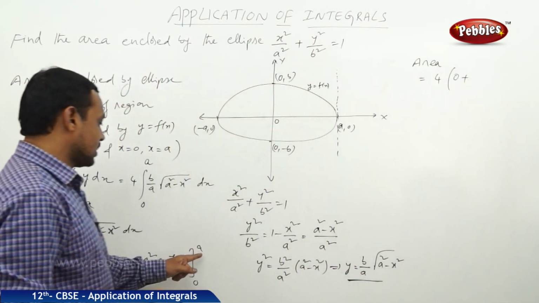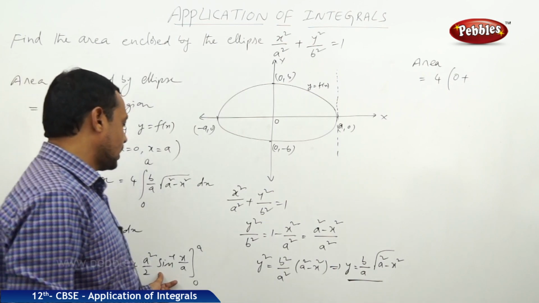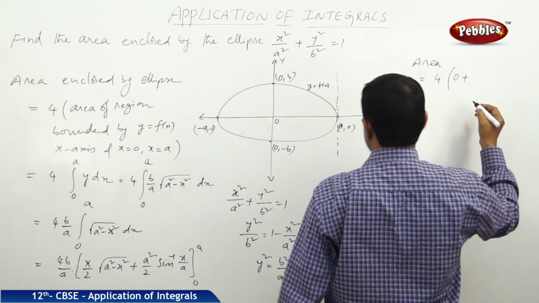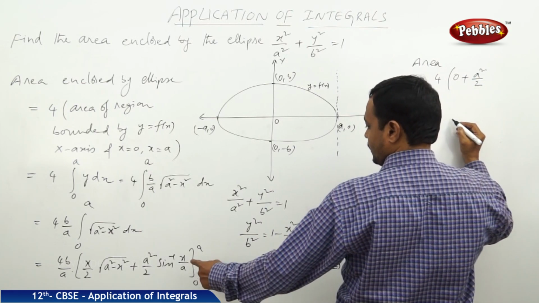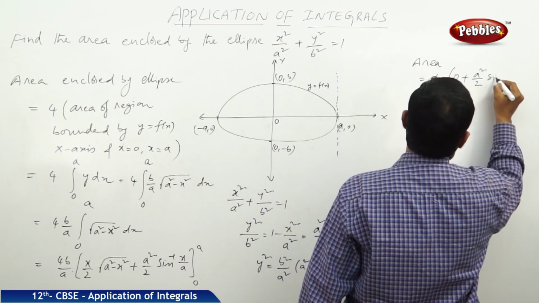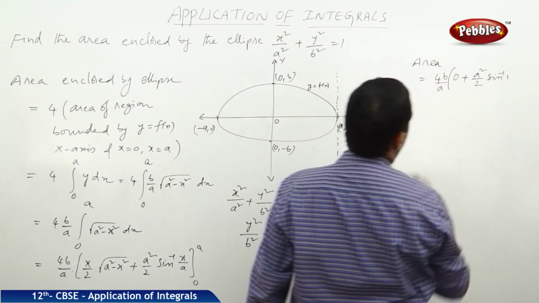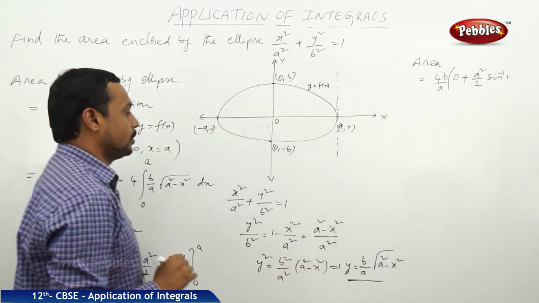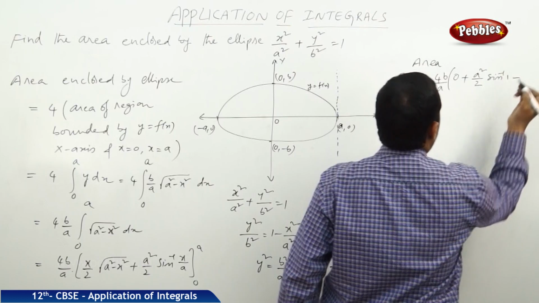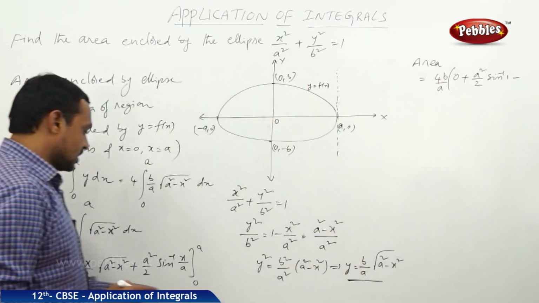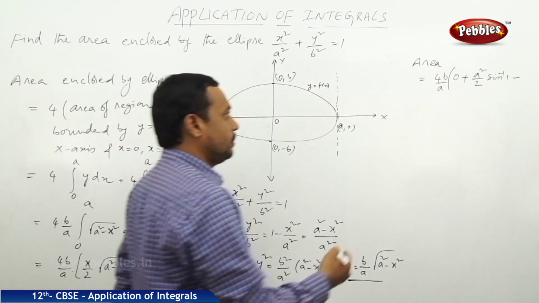And put x = a in the second half, that is (a²/2) sin⁻¹(a/a), which equals (a²/2) sin⁻¹(1). Here it is 4b/a, 4b/a into 0 plus (a²/2) sin⁻¹(1). Now, substituting the lower limit, when we put x = 0 in this entire expression, then the total expression would be 0.